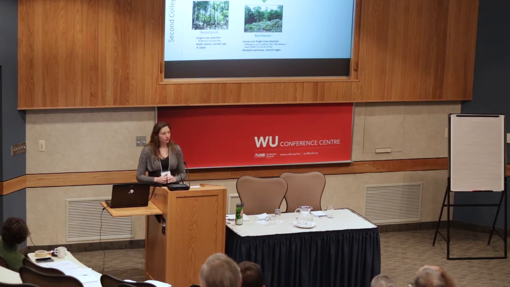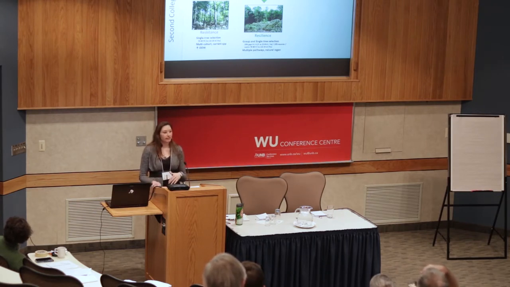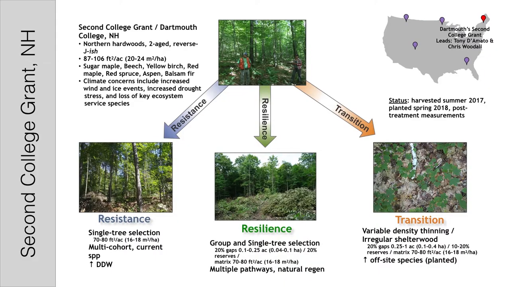We really want to make sure that we're increasing the compositional and structural heterogeneity of this site. We're also making sure that there's natural regeneration, and we're planting some site species that are supposed to be future adapted that are already found on this site. And then for the transition treatments, thinking about changing the structure and composition of this forest, we're doing a variable density thinning and an irregular shelterwood. Again, having these gaps and matrices to really look at impacts of canopy on the soil moisture.